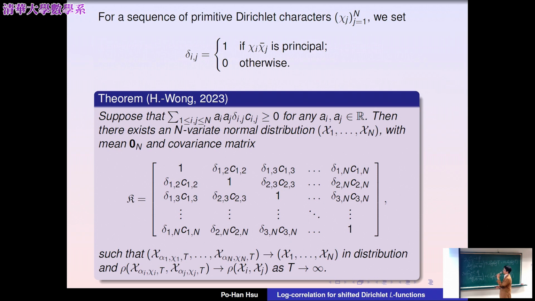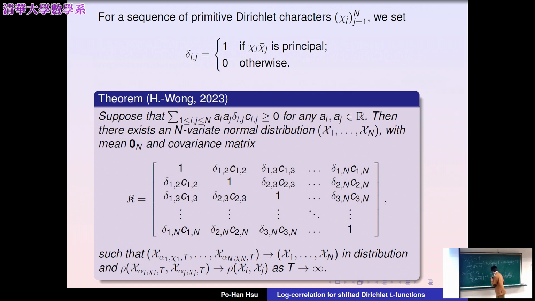And once again, you assume the matrix given by this delta ij and the cij is positive definite, or I have 0 here. Never mind, you can ignore this, this is a typo. Positive definite is easier to understand. If you have a positive definite matrix, then your log, okay, I should write this out.